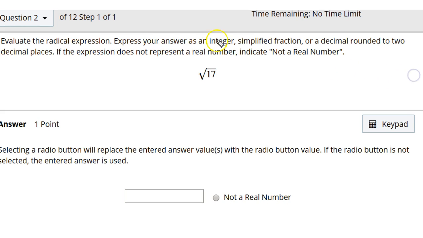Now, for this one, they simply want us to simplify this, putting it in your calculator, and then round it to 2 decimal places. So when I did that, I got 4.123 and some others. So this is irrational, of course. Now I look at my third decimal place, it's a 3. So I just drop it. And my answer would be 4.12, rounded to 2 decimal places.